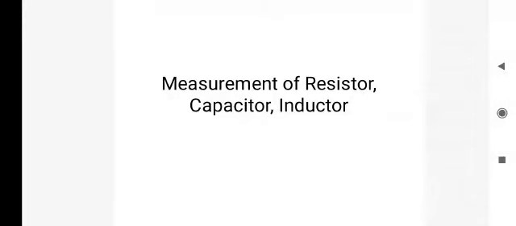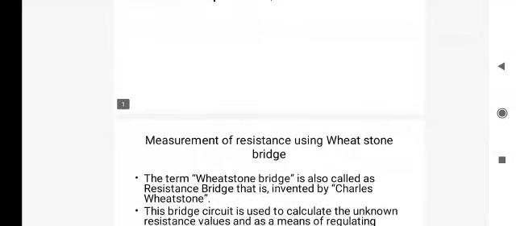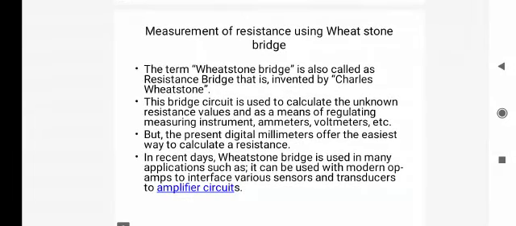Okay, in this session we are going to learn how to measure resistor, capacitor and inductor. So, measurement of resistors using Wheatstone bridge. The term Wheatstone bridge is also called a resistance bridge. It is used to calculate unknown resistance value by measuring ammeters and voltmeters.